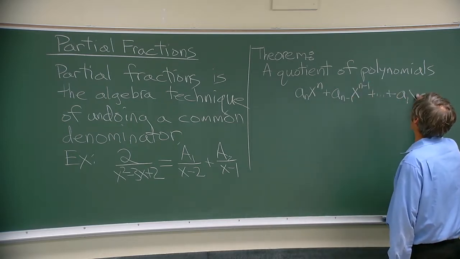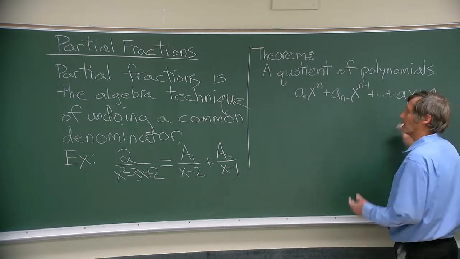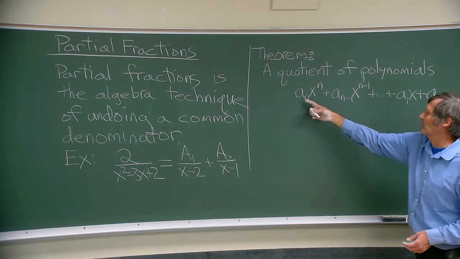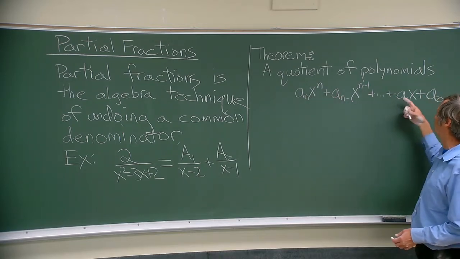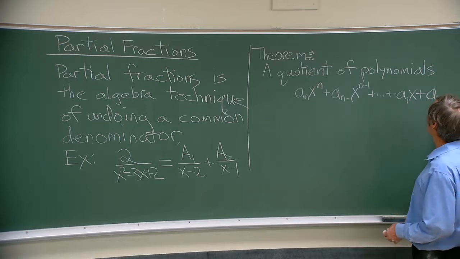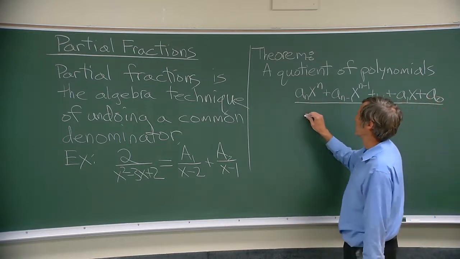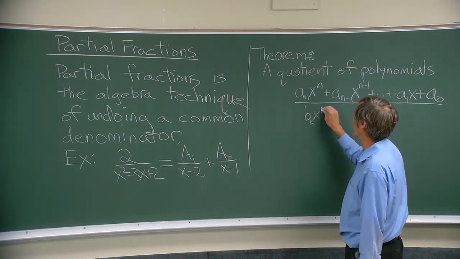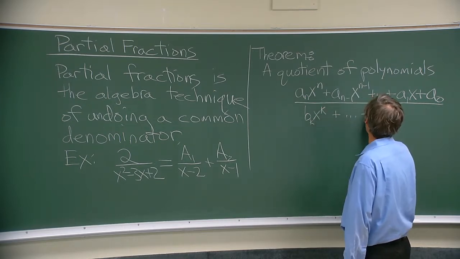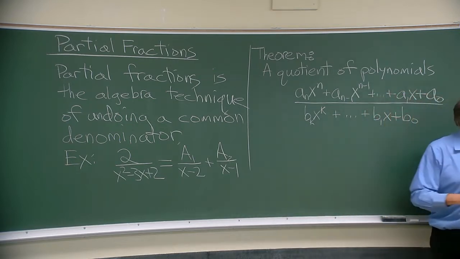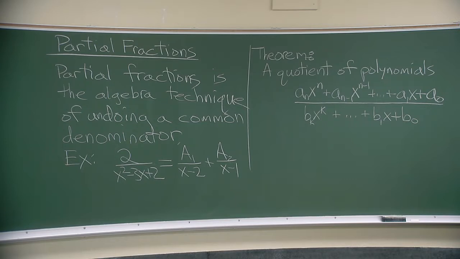plus dot, dot, dot, plus a number times x plus a number. We call that a polynomial, right? Where the a's are just indexed constants. So it's a constant times the power of x plus a constant times the power of x plus a constant times x to the first plus a constant. That's a polynomial. A quotient of polynomials or rational expression is one polynomial divided by another. So I've got b_k x to the k plus so on and so forth plus b1 x plus b0. There's a quotient of polynomials.